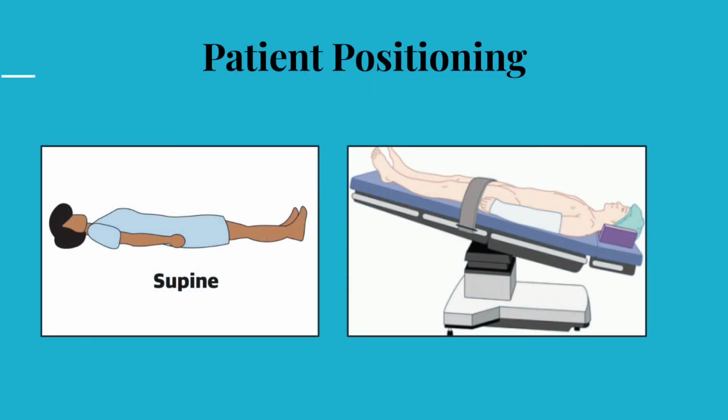The key point of the Trendelenburg positioning is that the patient is laid supine on a 15 to 30 degree incline with the feet elevated above the head. This position is frequently used in abdominal and genitourinary surgery. It allows better access to the pelvic organs as gravity pulls the intra-abdominal organs away from the pelvis.